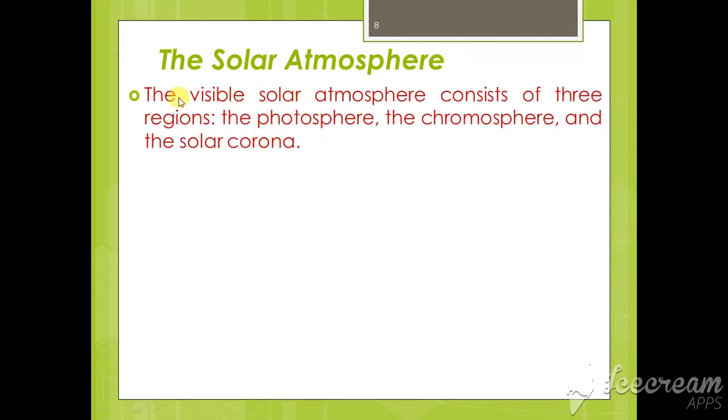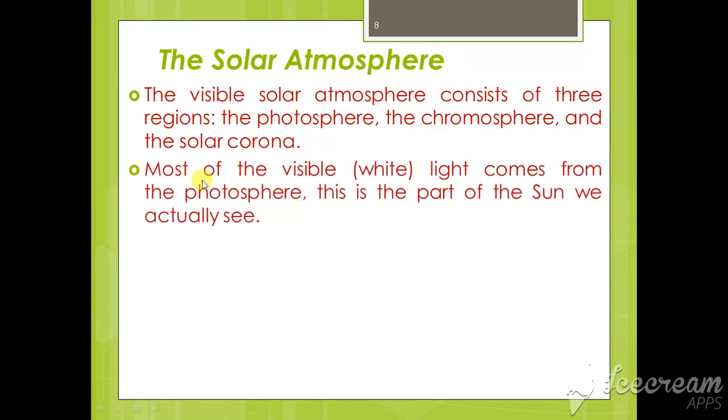The solar atmosphere. The visible solar atmosphere consists of three regions: the photosphere, the chromosphere, and the solar corona. Most of the visible light comes from the photosphere. This is the part of the sun we actually see. So light comes from the photosphere. That's why its name is photosphere. Photo comes from light.